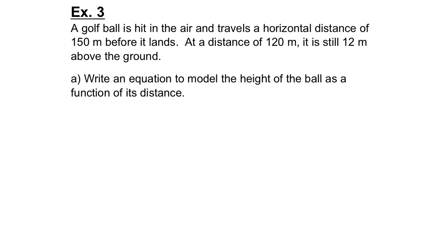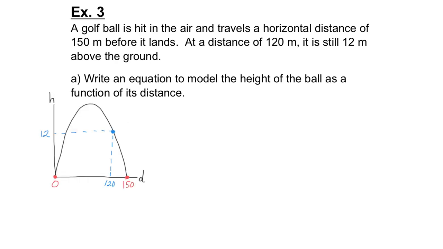We're going to switch gears to a word problem now. A golf ball is hit in the air and travels a horizontal distance of 150 meters before it lands. At a distance of 120 meters, it is still 12 meters above the ground. Write an equation to model the height of the ball as a function of its distance.